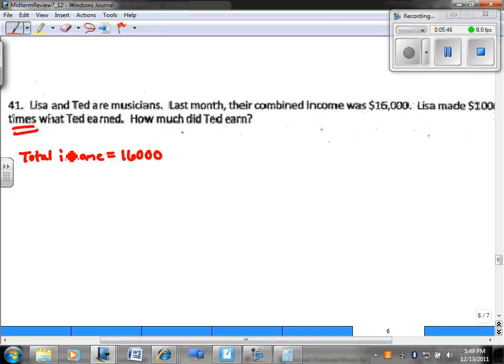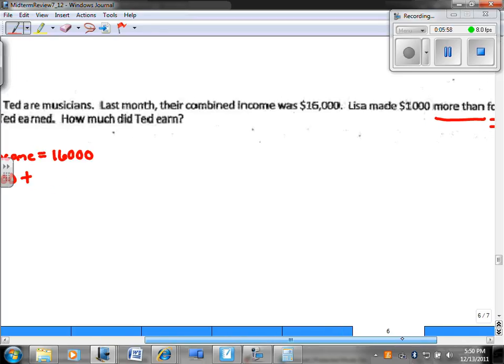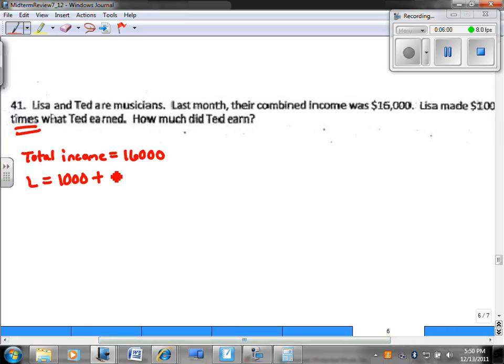Okay? Lisa made 1,000 more than 4 times what Ted earned. So we're going to say Lisa equals 1,000 more than would tell us to add, 4 times what Ted earned. So Ted earned T amount. And we want to know how much. How much did Ted earn? So T equals question mark. That's what we want to know.